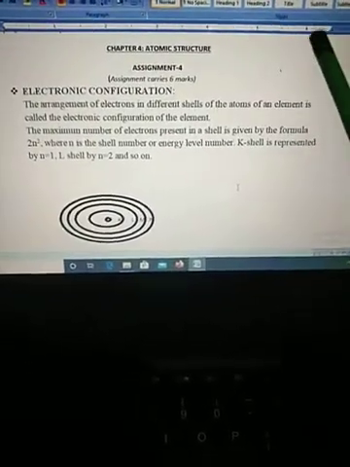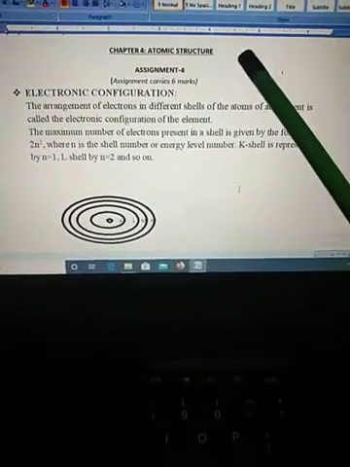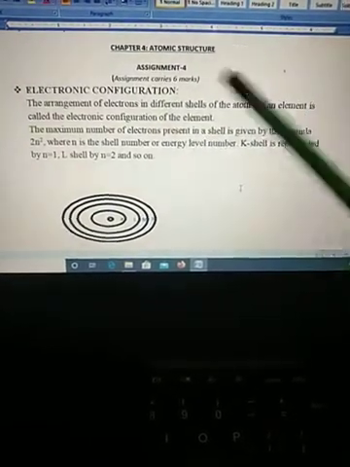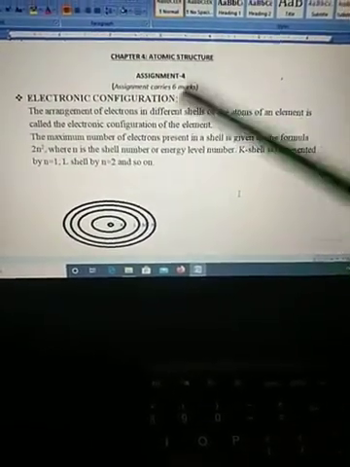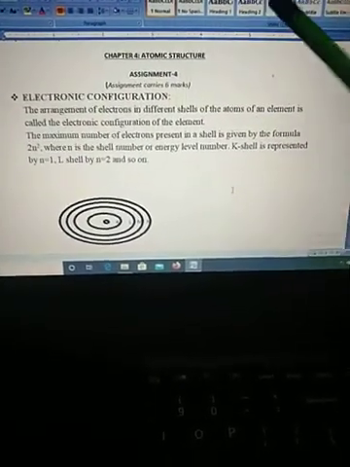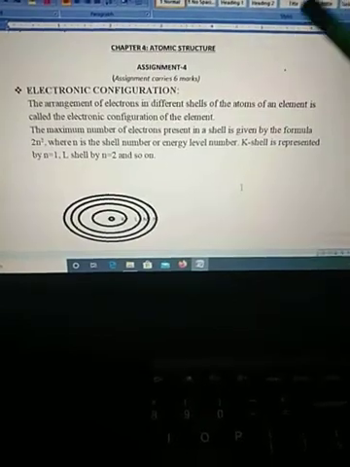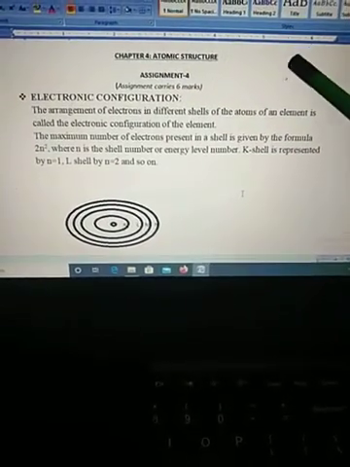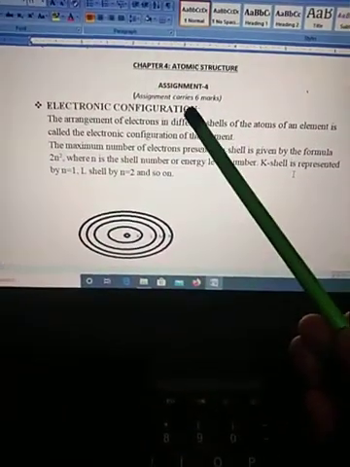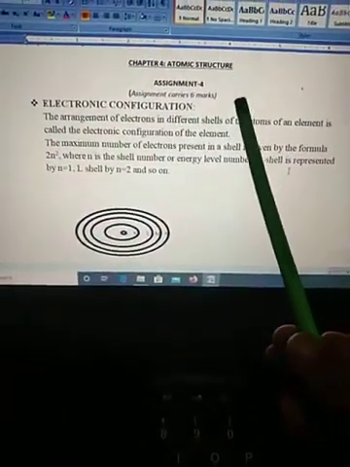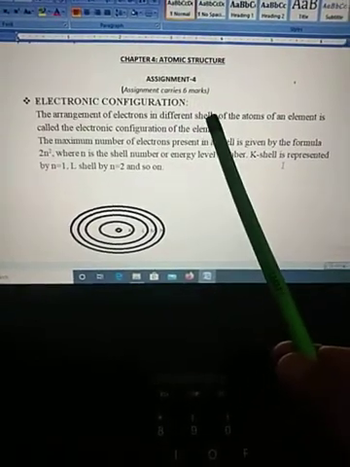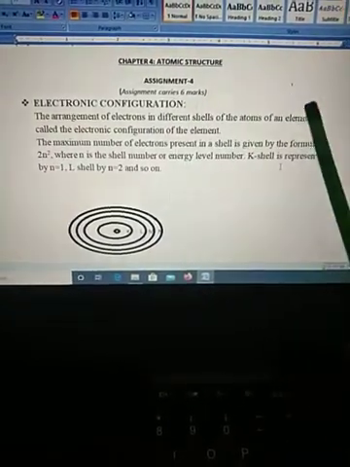Dear students, in the last class we practiced calculating the number of protons, electrons and neutrons from the representation of an element, as well as the atomic number and mass number. Now, after that we need to know what electronic configuration is. What is electronic configuration? Basically, electronic configuration means the arrangement of electrons in different shells or orbits of an atom of an element.